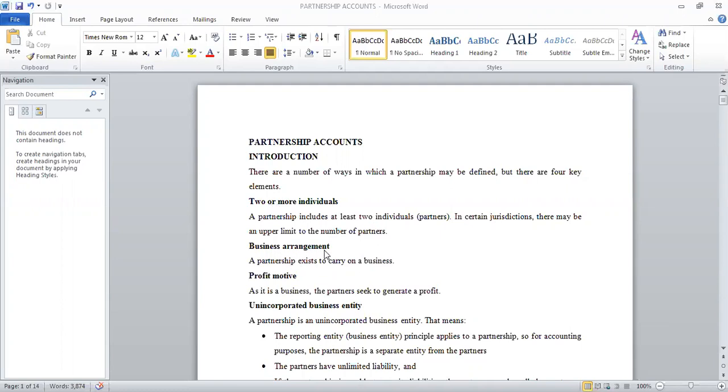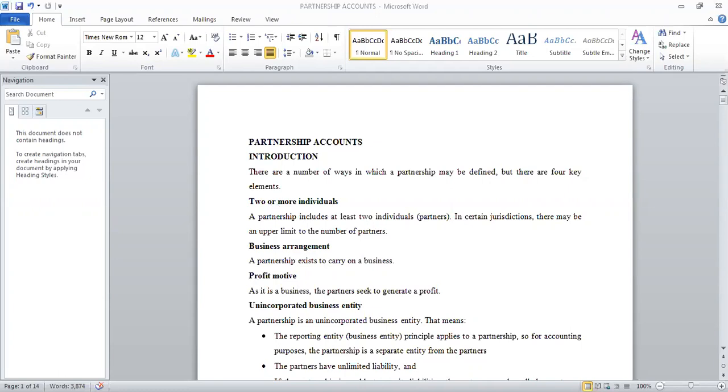That partnership must be arranged in a manner that the partners, or the owners of that particular business, have come together with the purpose of engaging in a business activity. And any business activity will have a profit motive.